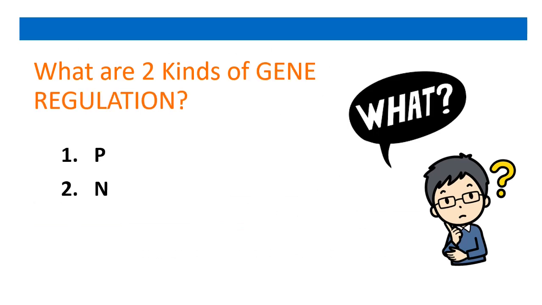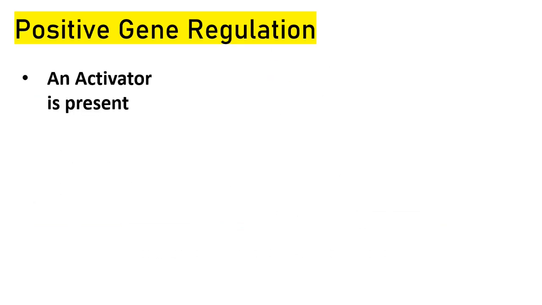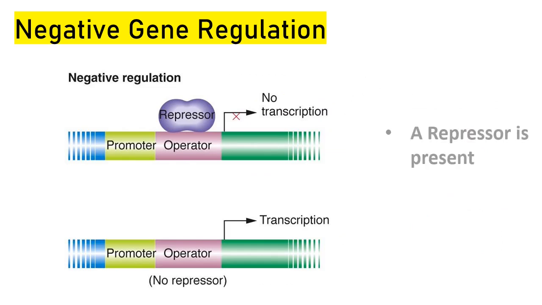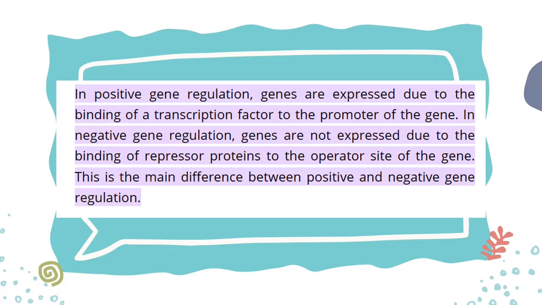What are the two kinds of gene regulation? Positive gene regulation will have an activator, while the negative gene regulation will have what we call a repressor. So take note of this one: in negative gene regulation, the binding of the transcription factor would be present in the promoter for the positive gene regulation. So in summary, in positive gene regulation, genes are expressed because of the presence of the activator, which are transcription factors on the promoter gene. In negative gene regulation, on the other hand, the genes are not expressed because of the presence of the repressor proteins that are bound to the operator gene.